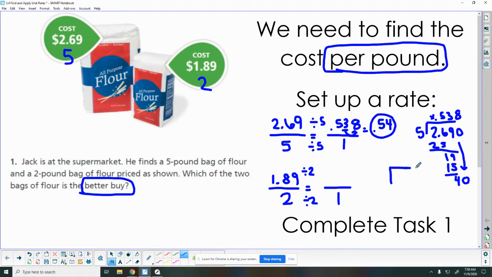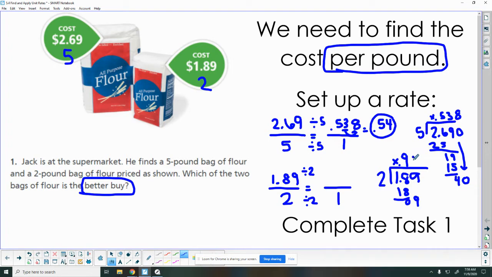So now we need to do our problem, $1.89, and I'm cutting it into 2 groups. So if you have not done this already, be sure to pause and try that. So I know 2 can't go into 1. I bring my decimal up, but it goes into 18 exactly 9 times. 2 times 9 is 18. That's 0, and bringing down my 9.